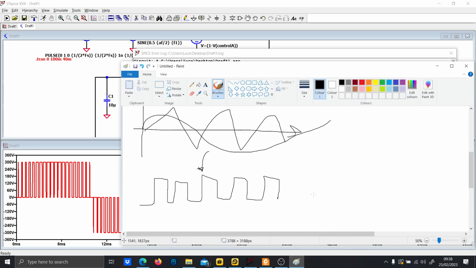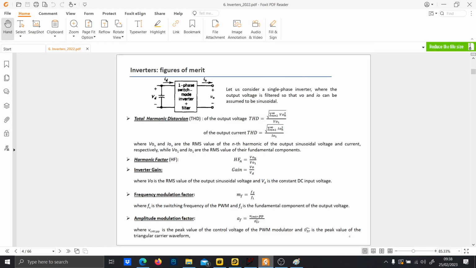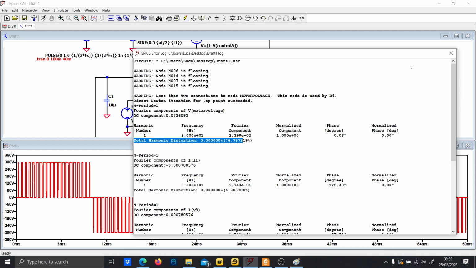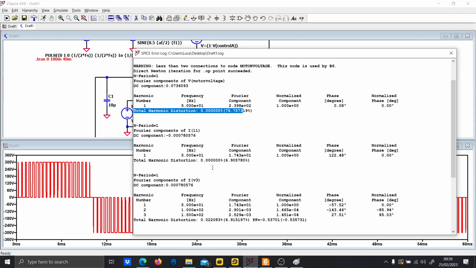If I'm not mistaken, the formula should be 1 over VO1 times the square root of the sum of V starting from 2, so the f of n, from 2 to infinity. I don't remember if there is the square here, don't remember correctly. Let me check on the PDF. Ah yes, there was the square. So the output voltage is VOn squared, where n starts from 2. So it is calculating the harmonic distortion. And the same happens for the others.